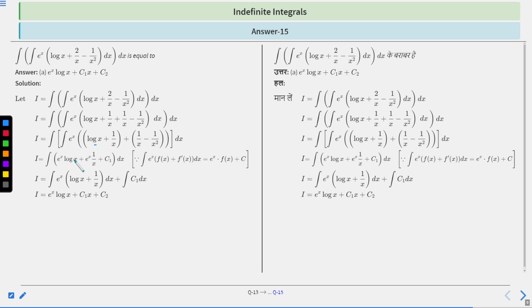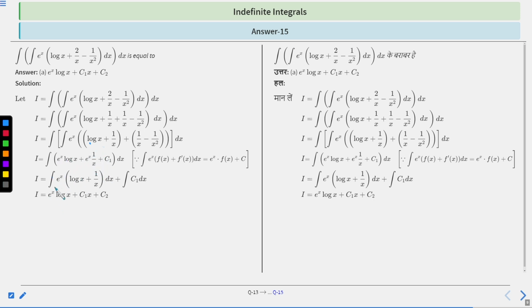So I is equal to the integration of e to the power x. Now you can easily see that if you take this as fx, then this term will be f dash x, right? And we know that the integration of e to the power x into (fx plus f dash x) dx is equal to e to the power x into fx plus c. Therefore, I is equal to the integration of e to the power x, where fx is basically log x plus 1 by x.